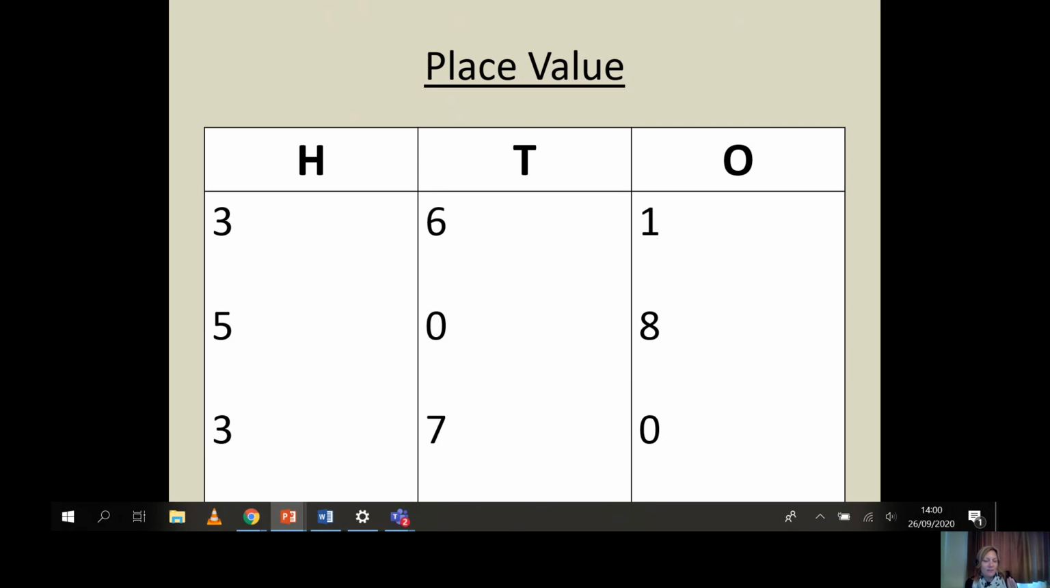508. No tens, so we just go from the hundreds to the ones. Okay. And the bottom one, 300s, 7 tens, and 0 ones gives us 370. Okay. Just to run through that again.